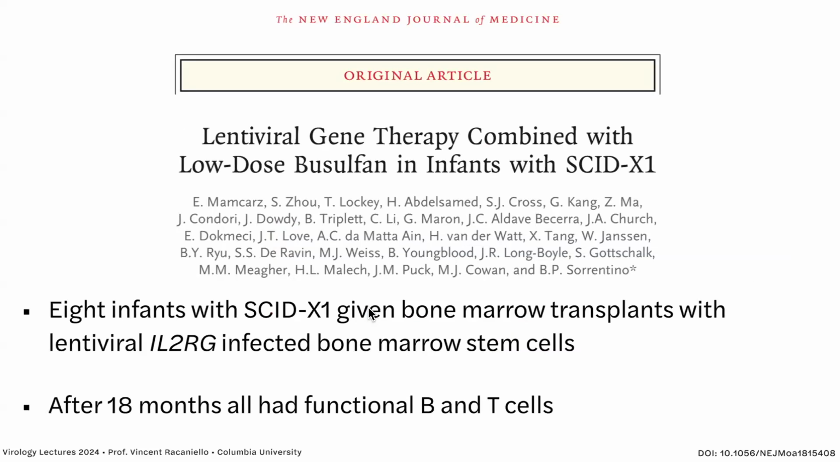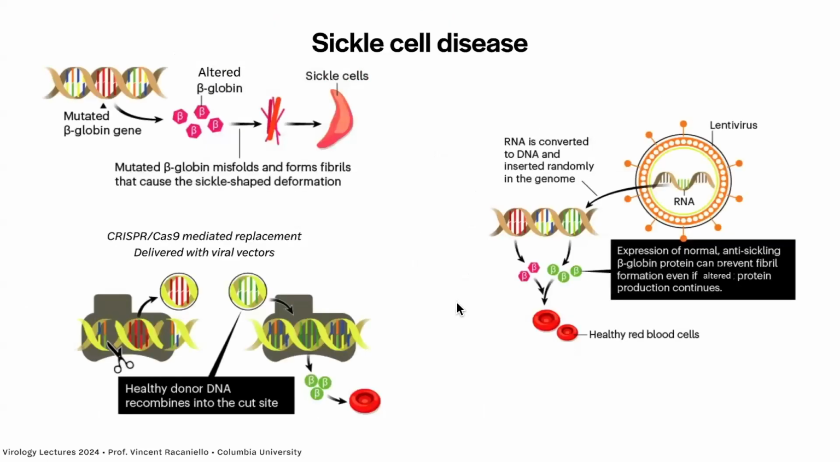And now a new trial was done a number of years ago. 8 infants with X-linked SCID were given bone marrow transplants with a lentiviral IL-2 receptor gamma chain into their bone marrow stem cells. And at 18 months, all of these babies had functional B and T cells. So this is really a good success story. And now the vectors don't cause cancers.